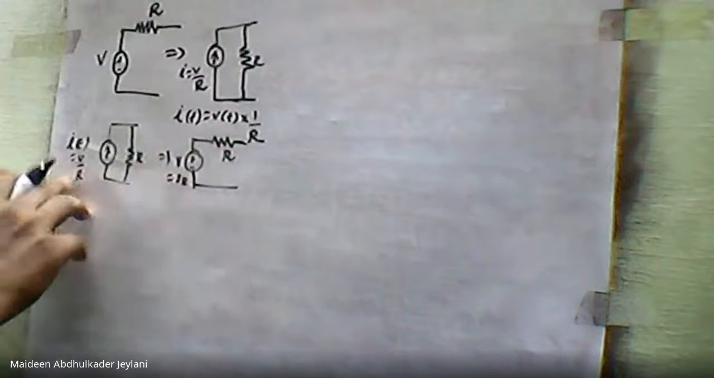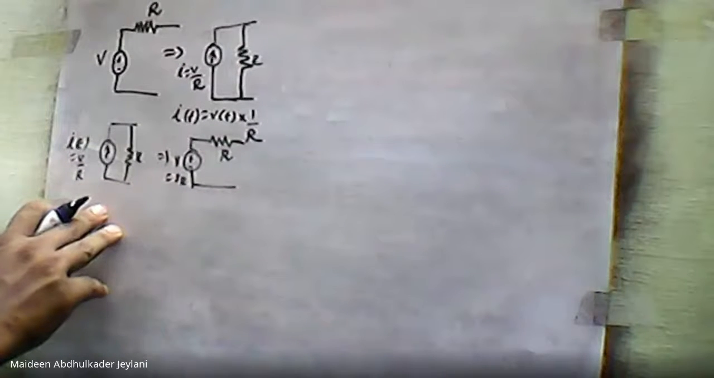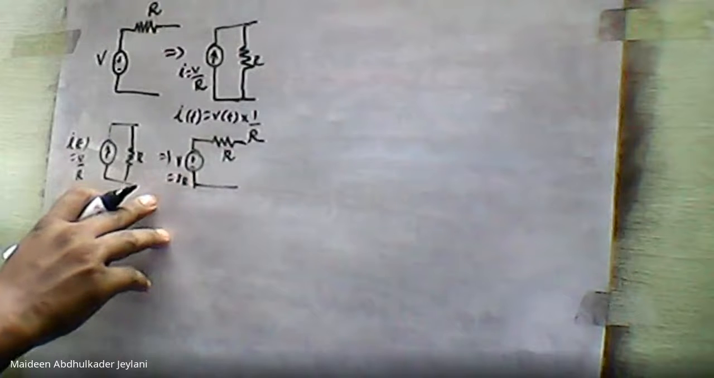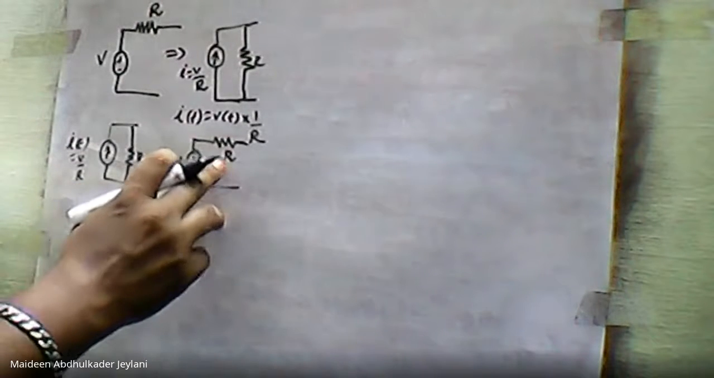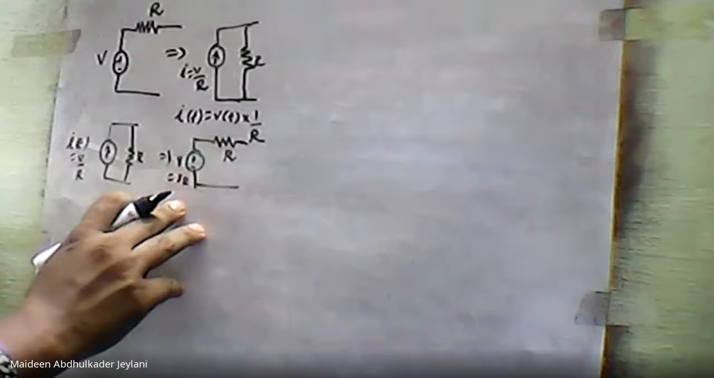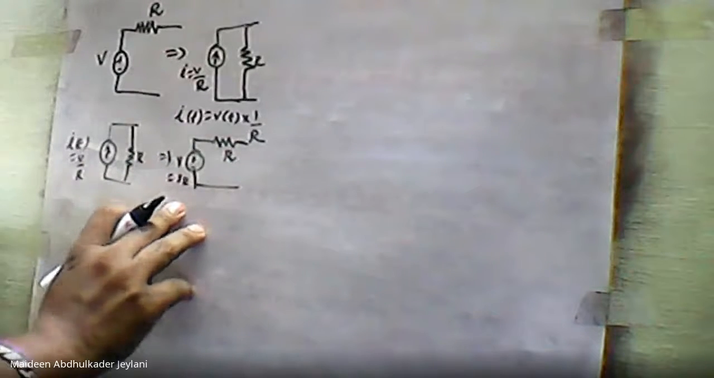I of t equal to V by R, and my resistor is connected in parallel with the source. So at that time my source is a current source, and when you convert that current source into a voltage source, your resistor element is connected in series with the source, V equal to I into R. Okay.